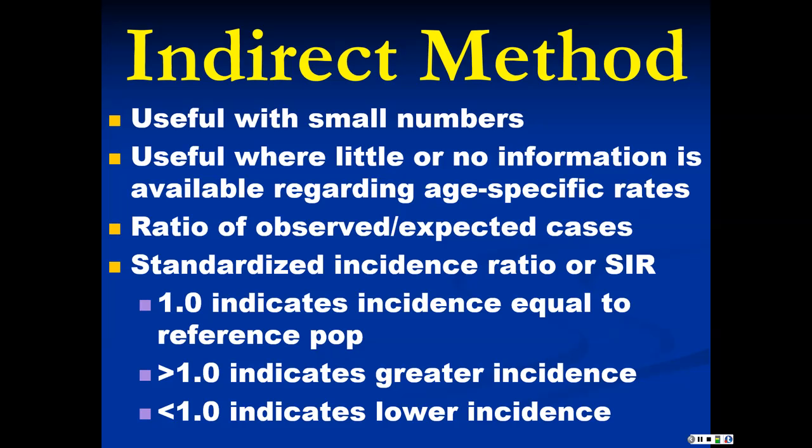And the way we interpret the SIR is if it comes out 1.0 or 100%, it means incidence in our local population is equal to that expected based on the reference population. Greater than 1.0 indicates unexpectedly high incidence of cancer in our local population compared to the larger referent population. A standardized incidence ratio less than 1.0 indicates lower cancer incidence in our small local population compared to what we would have expected had the rates in the larger reference population applied to our locality.